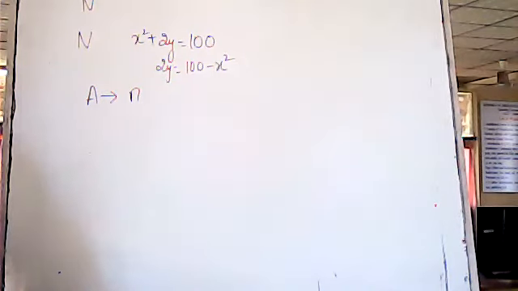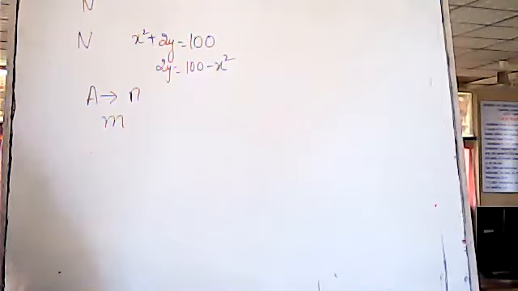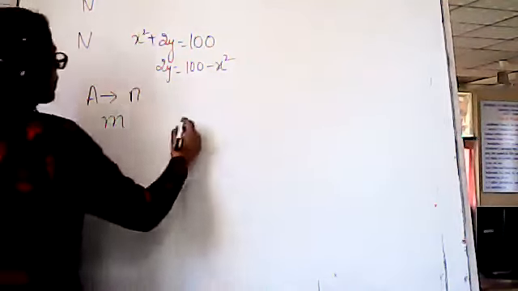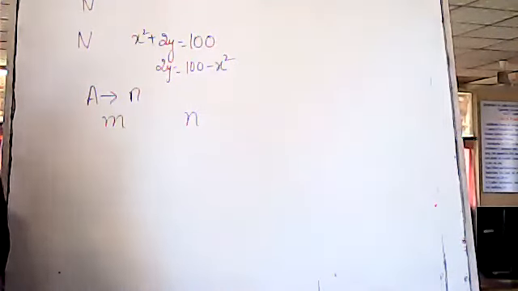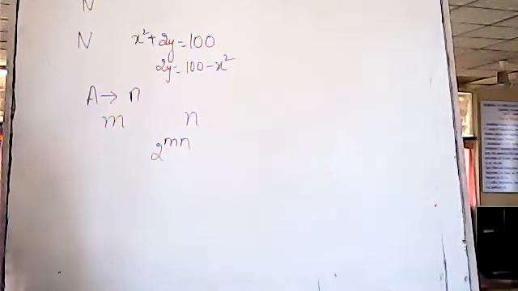Solution is, we know that if a set capital A has m elements and the set B has n elements, then the total number of relations from A to B is 2 raised to the power mn.